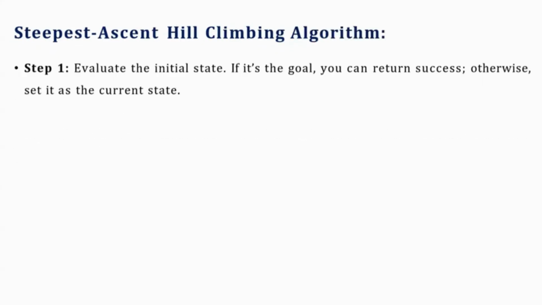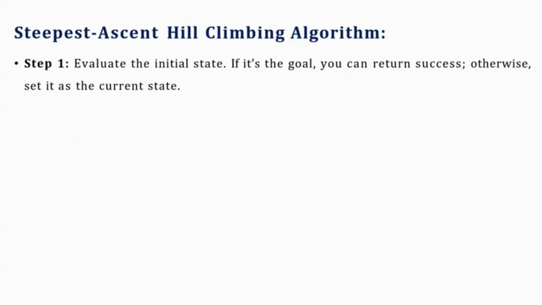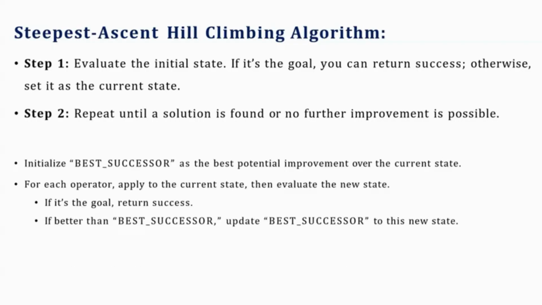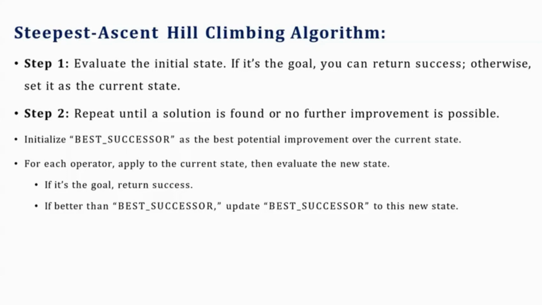So this is the steepest ascent hill climbing algorithm. Here is also one algorithm of steepest ascent. Evaluate the initial state. If it is the goal, return success. Otherwise, set it as the current state. Repeat step two until a solution is found or no further improvement is possible. In this step, initialize the best successor as the best potential improvement over the current state. For each operator, apply it to the current state, then evaluate the new state.